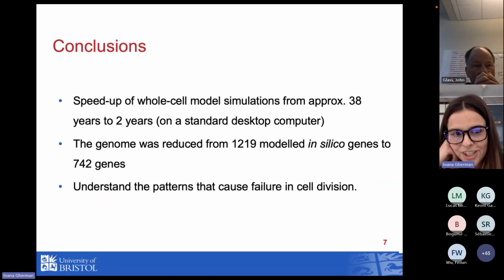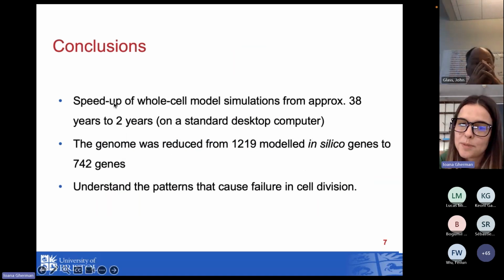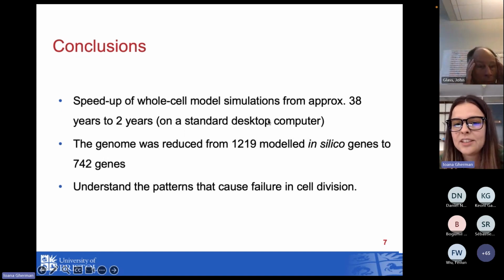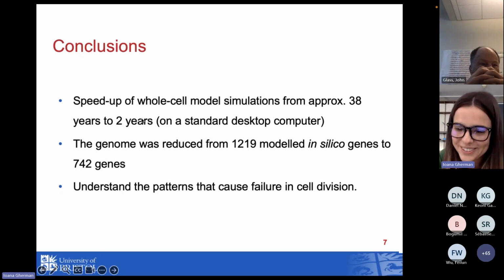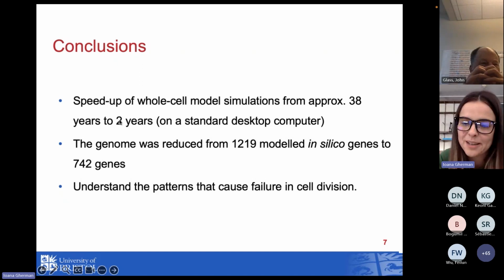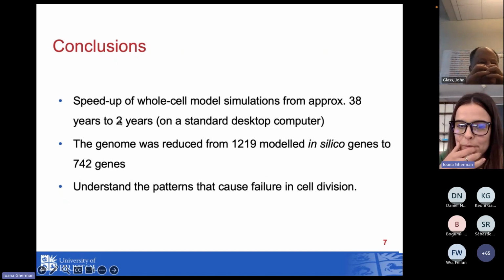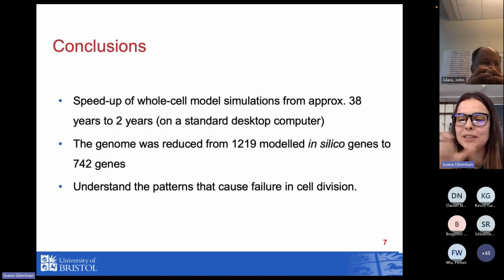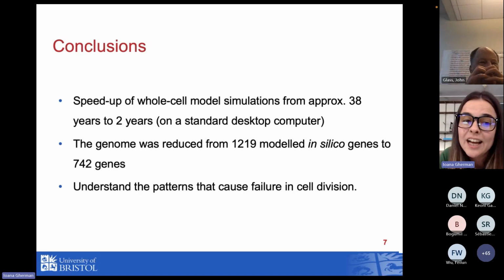So in conclusion, we managed to speed up the whole-cell model simulations from approximately 38 years to 2. This is on a standard desktop computer. Of course, we used a supercomputer, so it took us less than 2 years to run the 20,000 simulations. But even so, without this, I don't think we would have been able to do it even on a supercomputer because of the multiple generations. It kind of has to wait for one generation to finish before it can start the next.